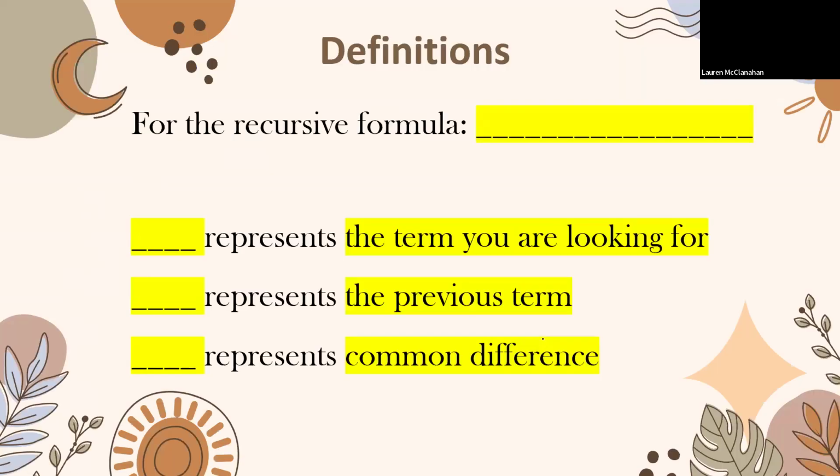All right, we're going to go back to our definition sheet. I have to fill all of this in with you guys, okay? So we're going to learn about the recursive formula. For the recursive formula, you use AN equals AN minus 1 plus D. AN represents the term you are looking for. AN minus 1 represents the previous term, and D represents the common difference.